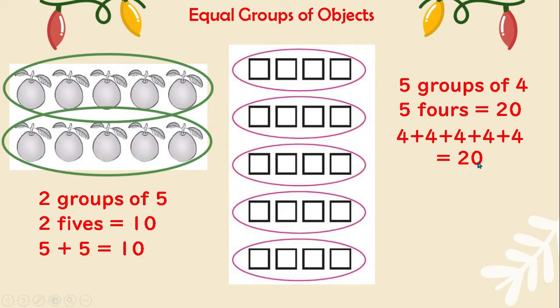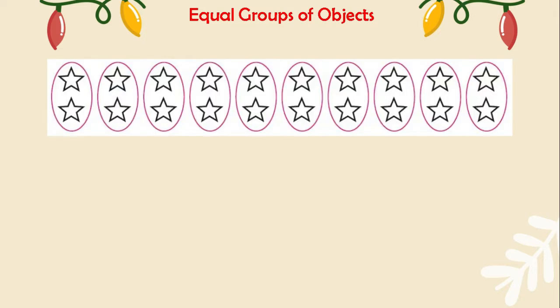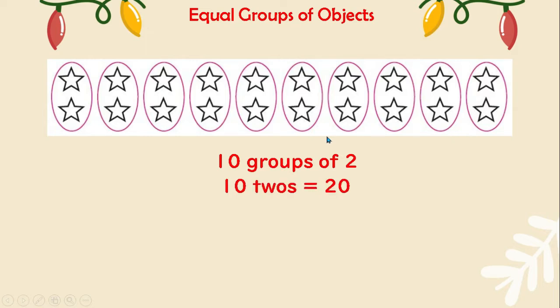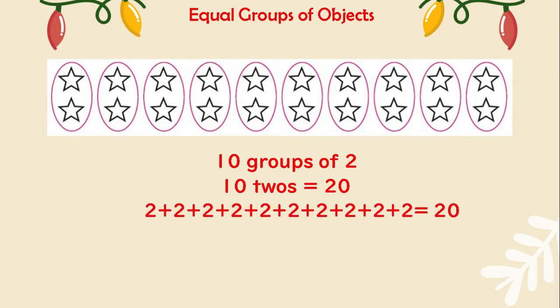Okay? Another example. We have 1, 2, 3, 4, 5, 6, 7, 8, 9, 10. So we have 10 groups of stars, and each group we have 2 stars in it. Therefore, this is 10 groups of 2. And 10 2s is equivalent to 20. Very good. So we're just going to add 2 by itself 10 times for us to get the sum of 20.